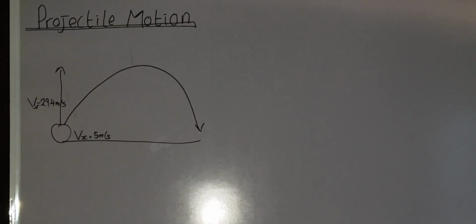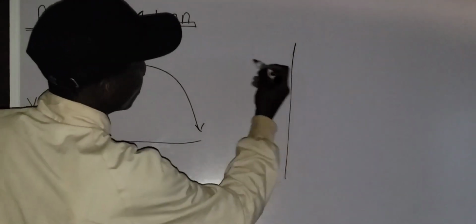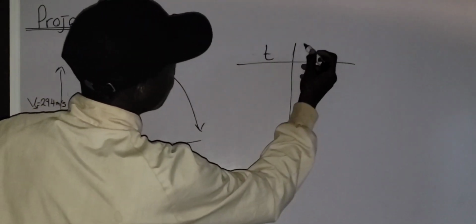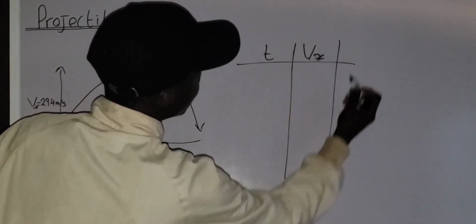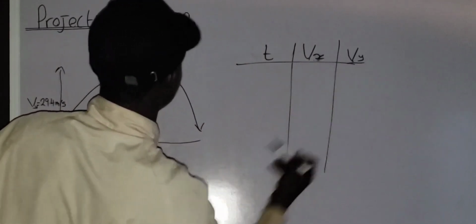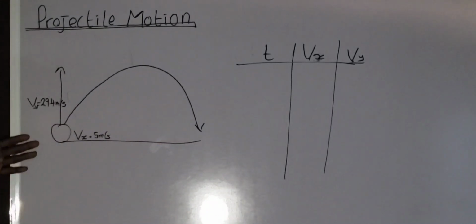Please, I want you to pay attention. What will happen to both Vy and Vx after 1 second? Let us have another table. Okay, we have time, Vy and Vx. Let me put Vx first: Vx and Vy. Do you understand? Now, what will happen to both Vy and Vx after 1 second?